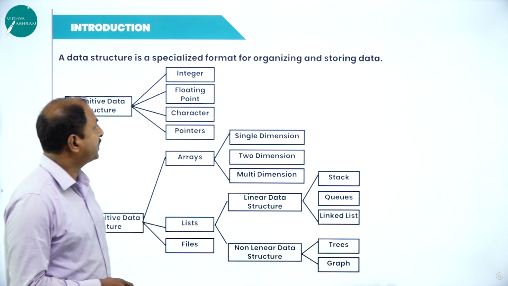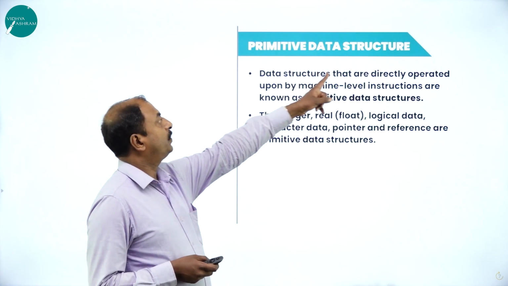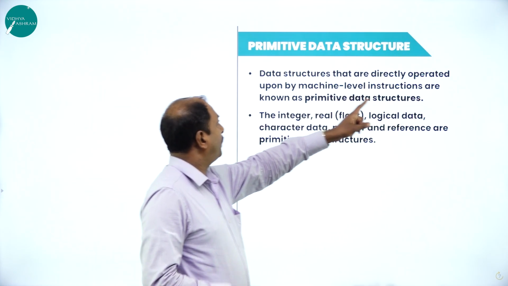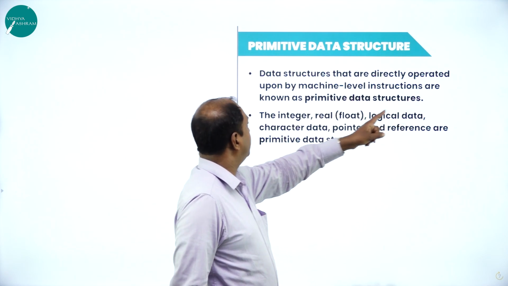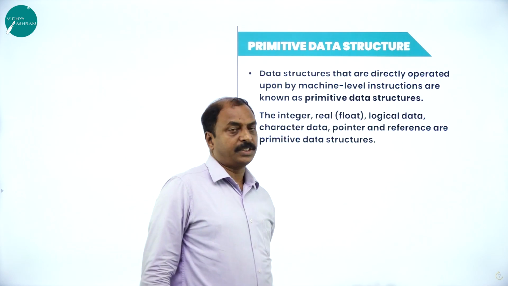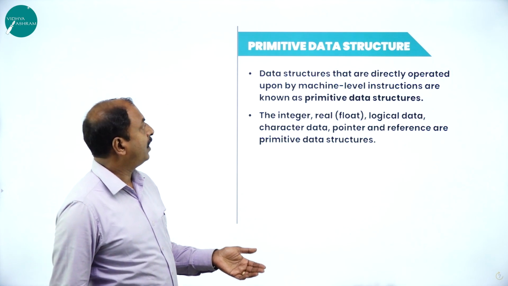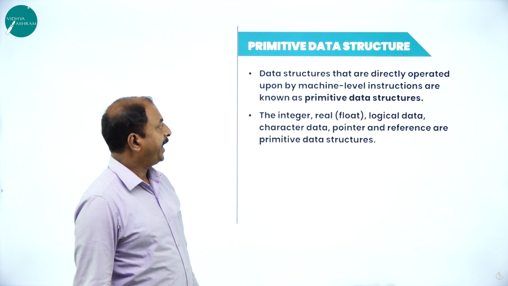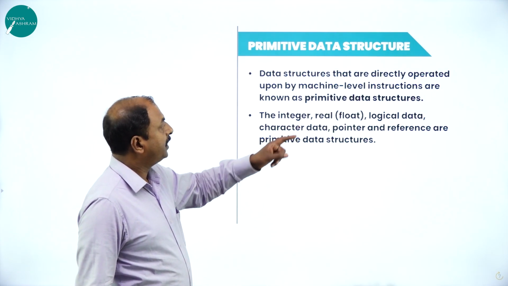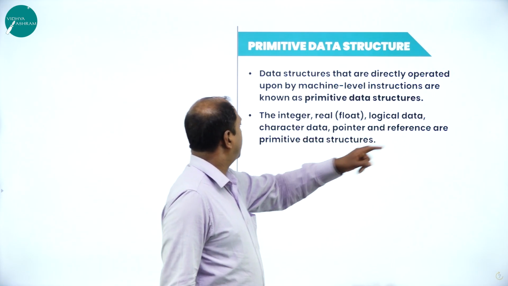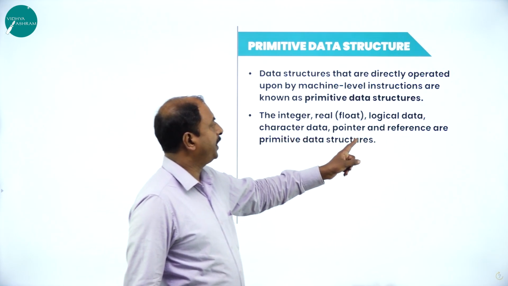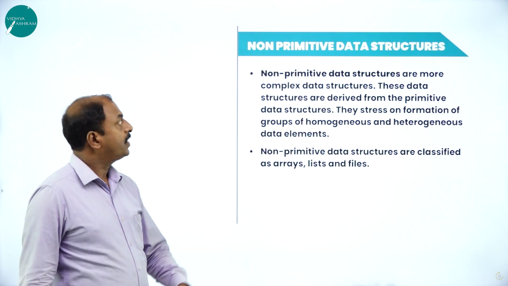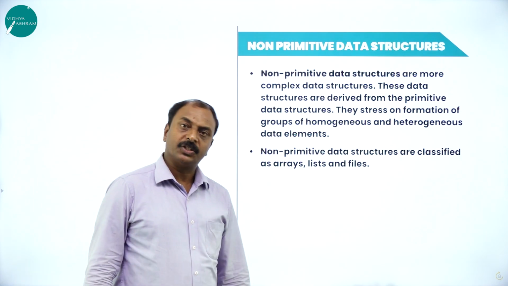Now let us move on to the next slide. Let us see the definition of primitive data structure. So what is primitive data structure? These are directly operated upon by machine level instructions and are known as primitive data structures. These are predefined or existing data structures and operated upon by machine level language. Examples are integer, real or float, logical data, character, pointers, and references. Now let us see what is non-primitive data structure.